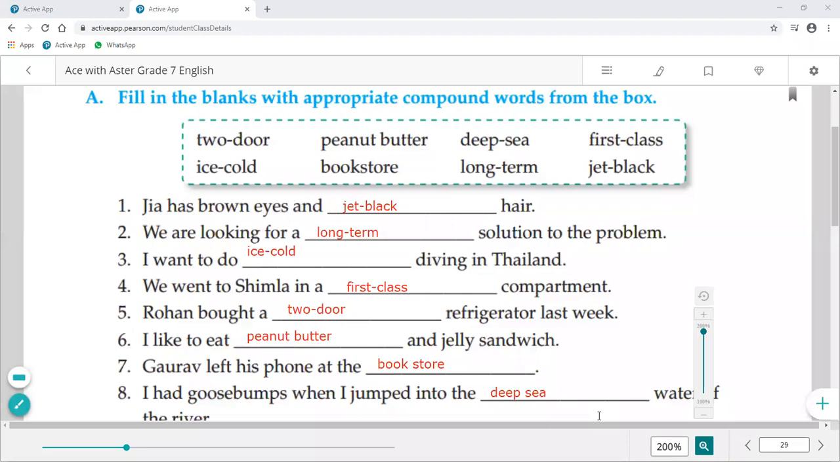Okay. So here, I'm repeating again. Jia has brown eyes and jet black hair. We are looking for a long-term solution to the problem. I want to do ice pool diving in Thailand. We went to Shimla in a first-class compartment. Rohan bought a two-door refrigerator last week. I like to eat peanut butter and jelly sandwich. Gaurav left his phone at the bookstore. I had goosebumps when I jumped into the deep sea water of the river. Okay, class. So we have completed our exercise related to compound words here.